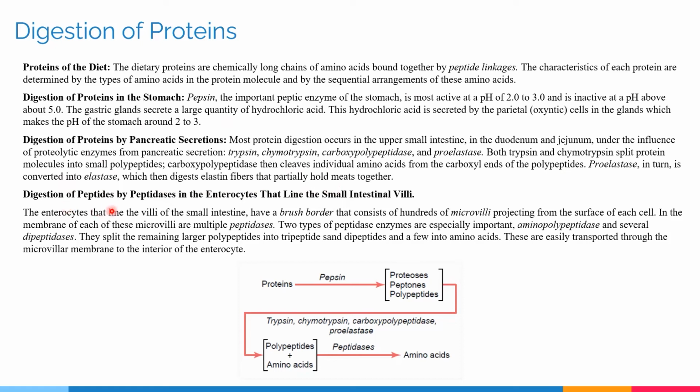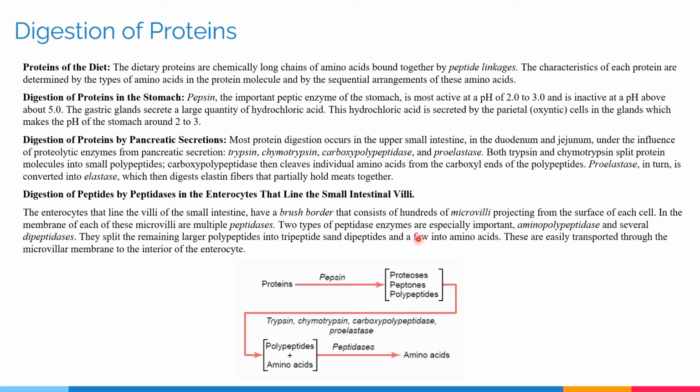Next is the digestion of peptides by peptidases in the enterocytes that line the small intestinal villi. The enterocytes that line the villi of the small intestine have a brush border that consists of hundreds of microvilli projecting from the surface of each cell. In the membrane of these microvilli are multiple peptidases.